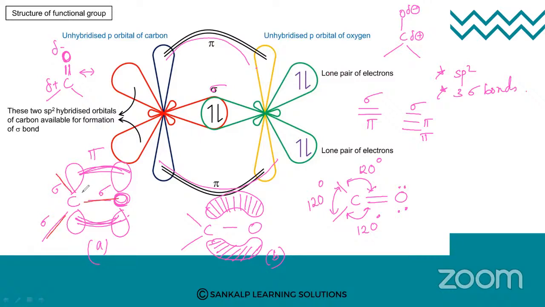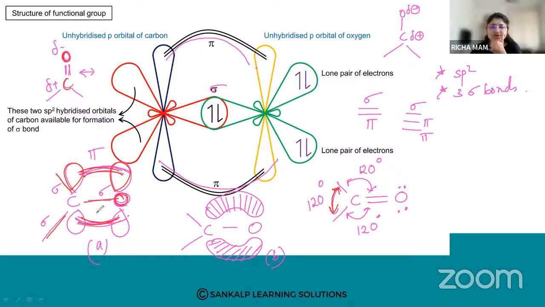One of the unhybridized p orbitals will overlap with the unhybridized p orbital of the oxygen atom, and it forms a pi bond. The pi bond formed will be one above the plane and another below the plane, and thus the bond angle between these atoms is 120 degrees. Oxygen is a highly electronegative atom, so bond polarization takes place. As a result, oxygen will get a negative charge and carbon will get a positive charge.